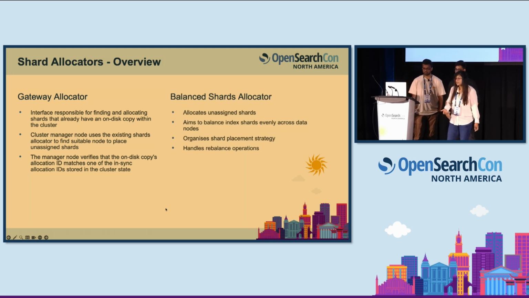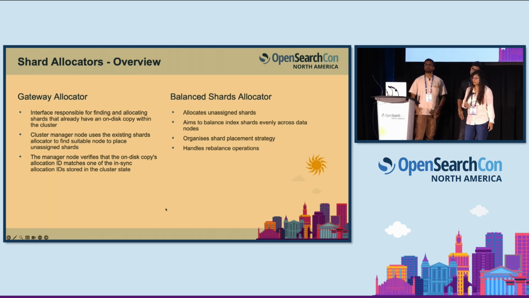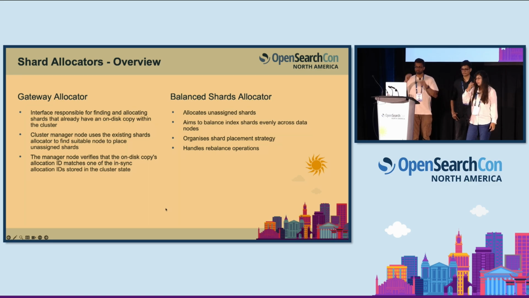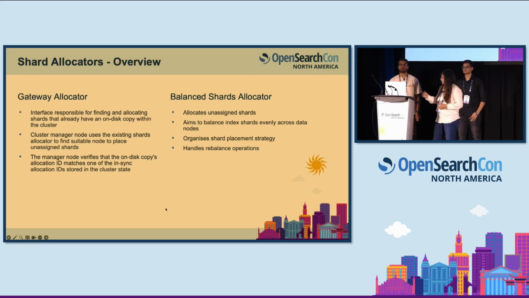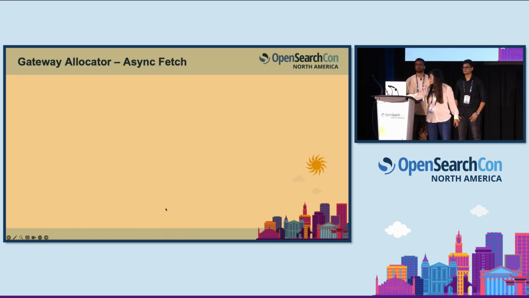The second one is the balanced shard allocator, and this is a more complex and more granular component because it has a bunch of responsibilities. It takes care of allocating new shards which are unassigned. It takes care of moving shards when, let's say, a node qualification changes, and it takes care of rebalancing your shards to always keep the cluster in an optimal state. So we'll dive into each of these allocators separately.